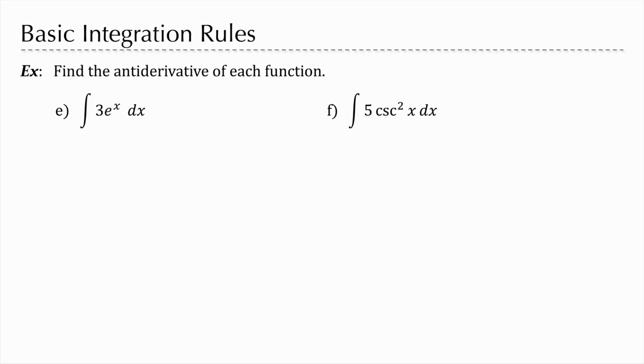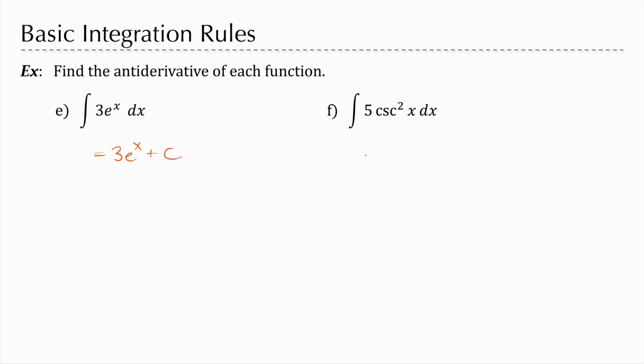Now, with our last two here, we have an exponential and yet another trig, and both of them have numbers in front. So as always, just carry them along for the ride. So for this one, we ask ourselves, what do we take the derivative of to get e to the x? Well, that's just e to the x. We'll carry the 3 along for the ride, and always write your plus c.